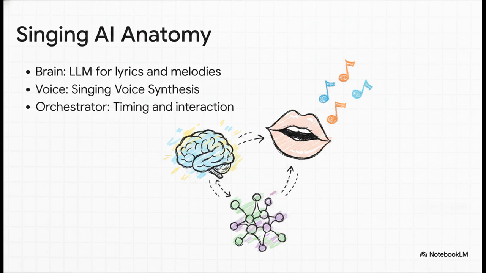And finally, you have the orchestrator. This is your central nervous system. It's the crucial glue that manages the timing, the audio streaming, and the user interaction so that the agent actually responds naturally, without those awkward, clunky pauses.